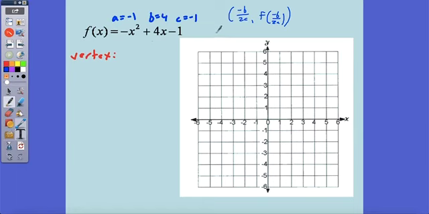So negative b over 2a is -4 over 2 times -1. So that's -4 over -2, which is 2. So we know the x-coordinate of our vertex is 2. Now to get the y-coordinate, I do f of 2. Well, f of 2 would be -2 squared plus 4 times 2 minus 1. Squeezing that in there. So minus 1. So I've got -4 plus 8 minus 1. That combines to be +3. So we got the vertex at 2, 3. A little more work than it took to do that.